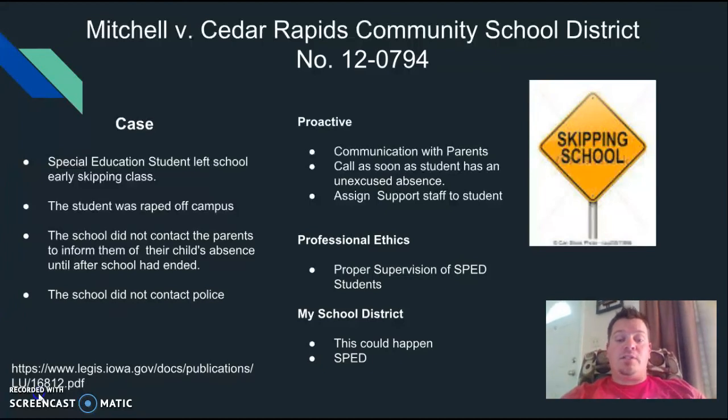So to be proactive in this, communication with parents would be a big thing, I feel like, especially for a special education student. In this case, having support staff there and people around her in the SPED department, I feel like if that person had just skipped a class, somebody should have known right away to contact the parents. And having those procedures in place would have been something to be proactive, what to do in case of a situation like this. Professional ethics, proper supervision of SPED students.